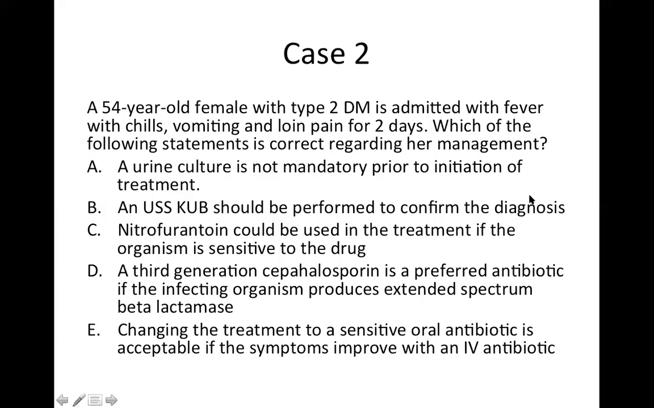B is an ultrasound scan KUB should be performed to confirm the diagnosis. C is nitrofurantoin could be used in the treatment if the organism is sensitive to the drug. D is a third generation cephalosporin is preferred antibiotic if the infecting organism produces extended spectrum beta lactamase. E is changing the treatment to a sensitive oral antibiotic is acceptable if the symptoms improve with an IV antibiotic. Okay, it's not straightforward. So just take your time, start voting.